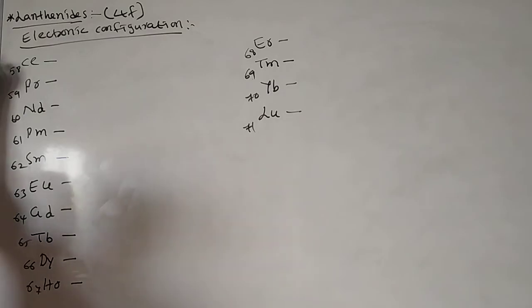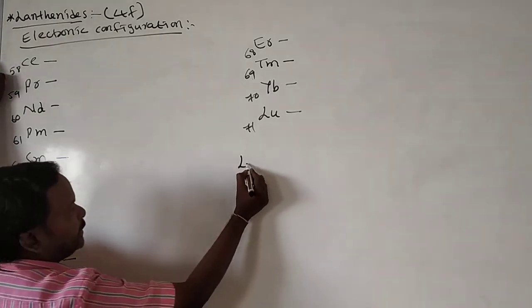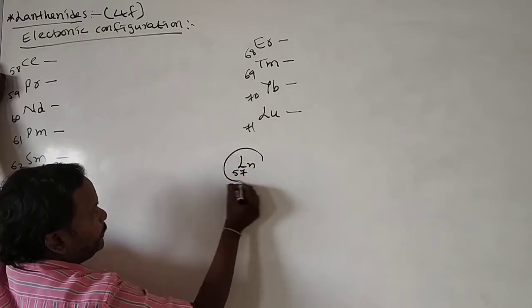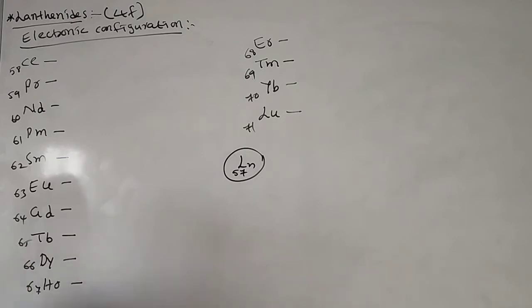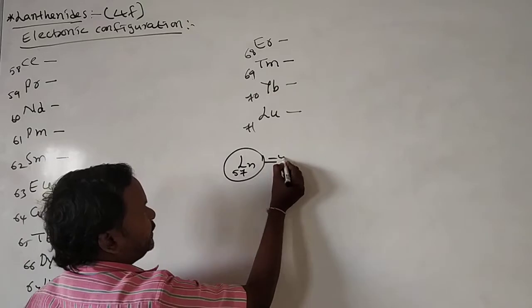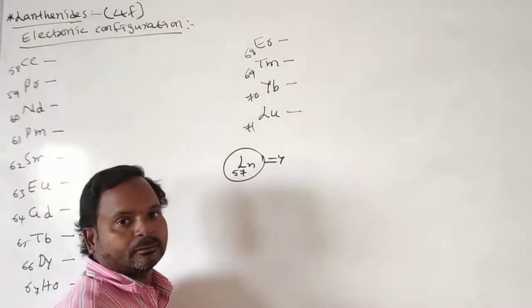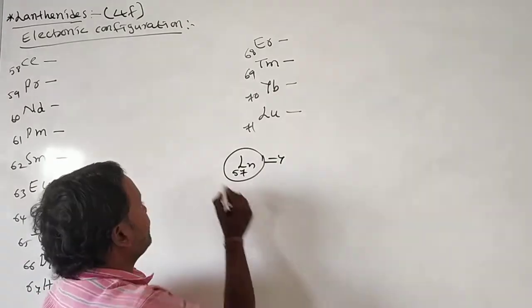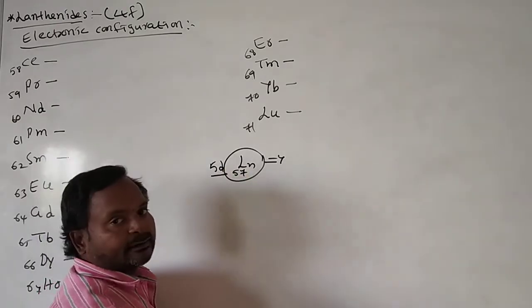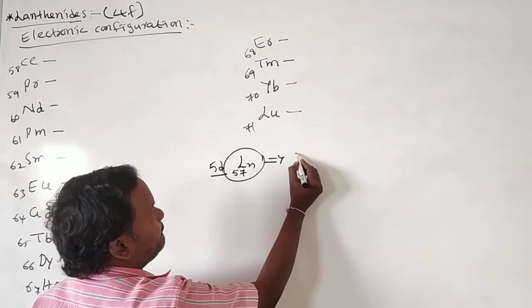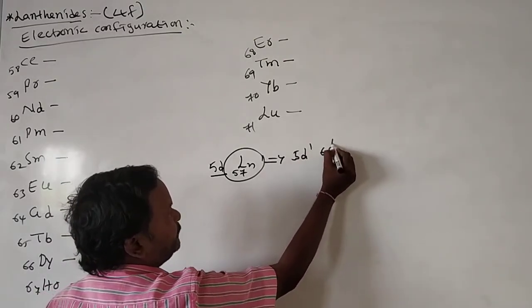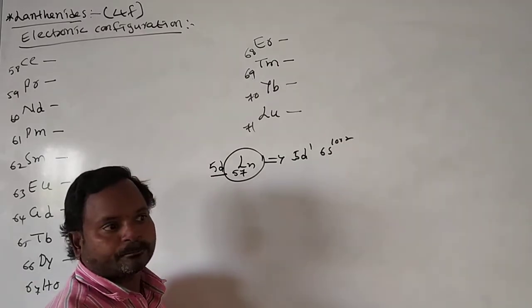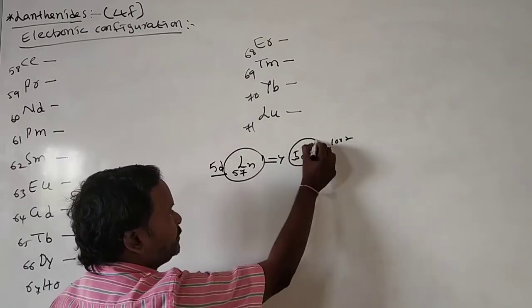After lanthanum 57, it will start. So these are simply called the lanthanides. Here 14 elements are present. Lanthanum's electronic configuration: it is a 5d series element, 5d1 6s2. The differentiating electron is present in the 5d orbital.